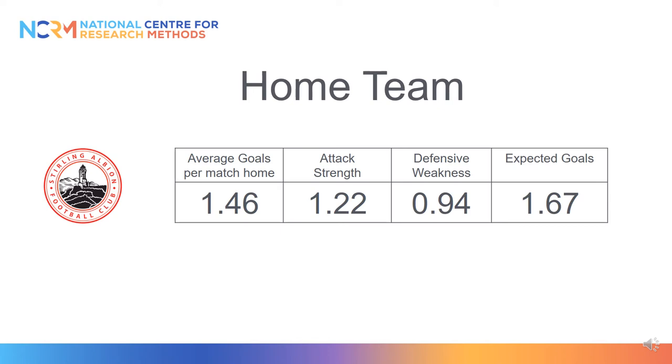They are also playing Stenhouse Muir, who have an effective defence and have only conceded 46 goals when the league average is 49. Stenhouse Muir have a defensive weakness of 0.94. Therefore, given Stirling's better than average scoring ability and Stenhouse Muir's slightly better than average defence, I estimate that Stirling can expect to score 1.67 goals. 1.46 times 1.22 times 0.94, i.e. 1.67 expected goals.